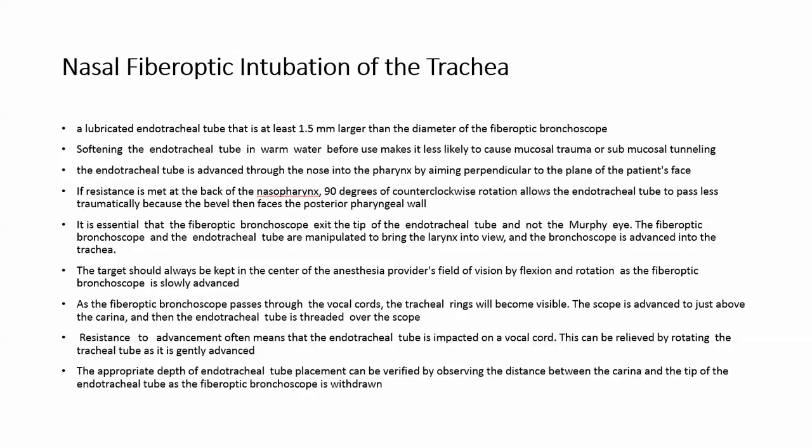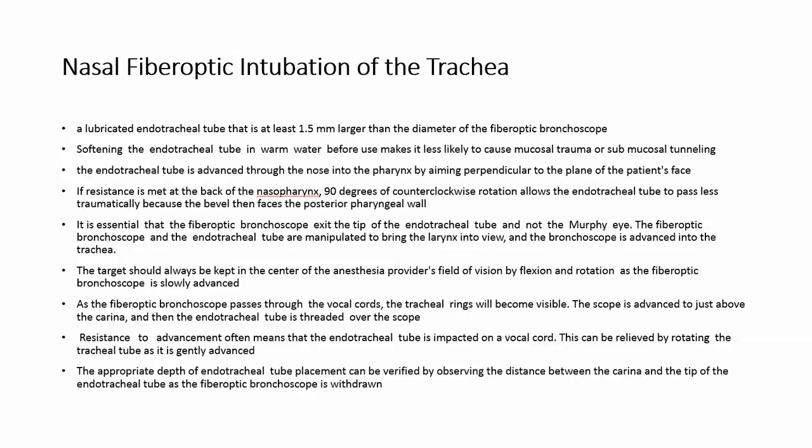The endotracheal tube is advanced through the nose into the pharynx by aiming perpendicular to the plane of the patient's face. If resistance is met at the back of the nasopharynx, 90 degrees of counterclockwise rotation allows the endotracheal tube to pass less traumatically as the bevel faces the posterior pharyngeal wall.